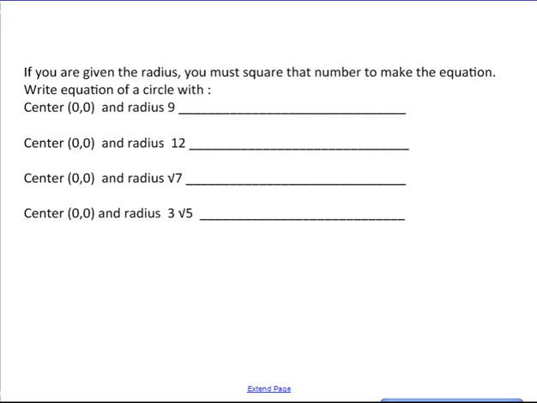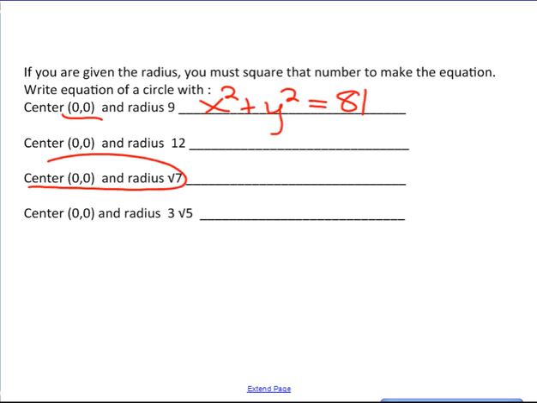For this slide, we're going in the opposite direction. I am giving you the center and the radius, and I need to know what the equation is. So if I have a center at 0, 0, I have x squared plus y squared. The radius is 9, but remember the number over here is not the radius, it's r squared. So if I square the 9, I end up with 81. I'm going to have you do the next one on your own.